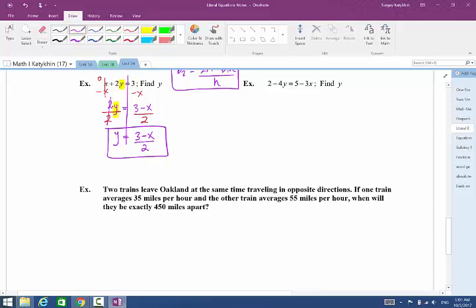For the other one, again, we're solving for y, so circle, highlight, do whatever you've got to do to get y by itself.